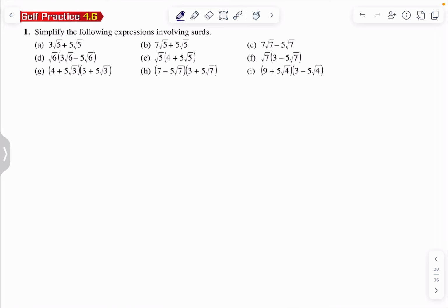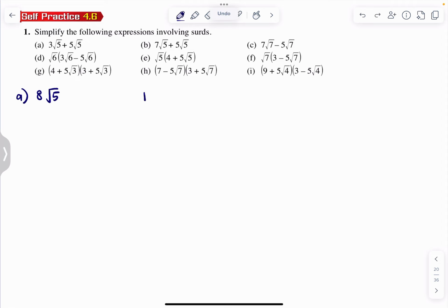Self-practice 4.6, question 1. Simplify the following expressions involving surds. Right, let's look at A. 3 surd 5 plus 5 surd 5. Since surd 5 is a common factor here, we can imagine it as an orange. So 3 oranges plus 5 oranges, we get 8 oranges. So, 8 surd 5.